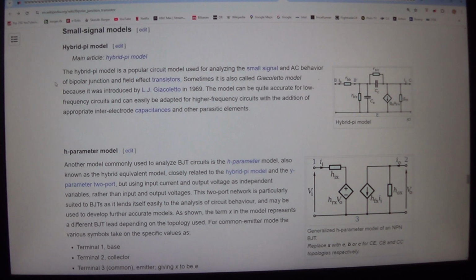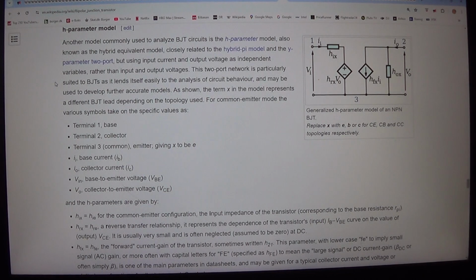H-parameter model. Another model commonly used to analyze BJT circuits is the H-parameter model, also known as the hybrid equivalent model, closely related to the hybrid pi model and the Y-parameter two-port, but using input current and output voltage as independent variables, rather than input and output voltages. This two-port network is particularly suited to BJTs as it lends itself easily to the analysis of circuit behavior, and may be used to develop further accurate models.